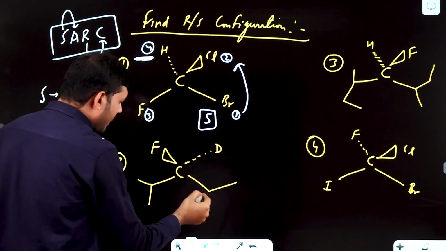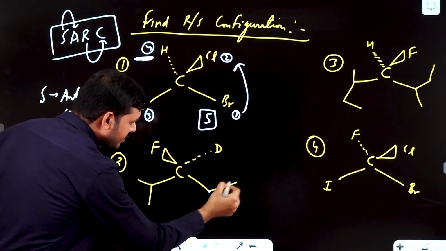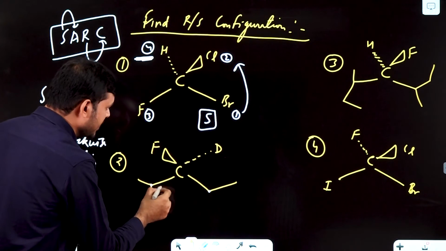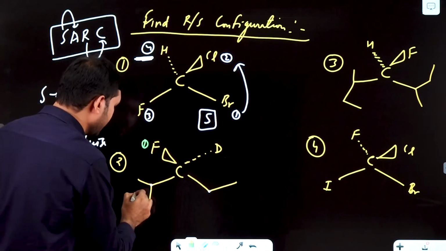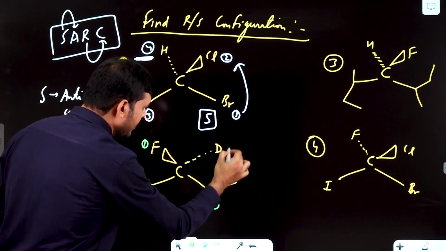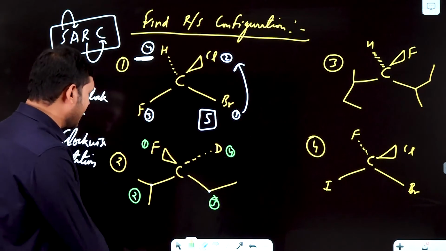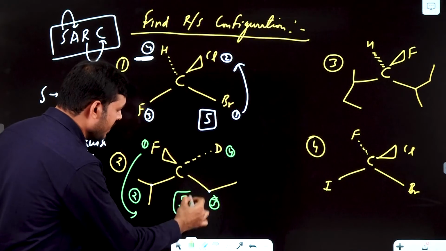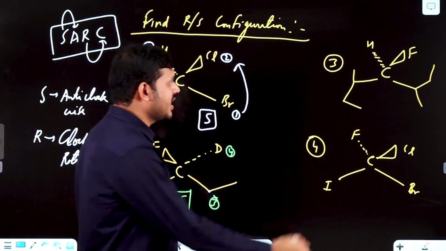Now check this one. See, carbon CH2, CH3. This carbon is 1, 2, 3 degree. It is 2 degree. So this is high priority. So this is 1, this is 2, this is 3, this is 4. So in this example, I can simply say it is what? It is again anti-clockwise. So the configuration will be S configuration. Clear?